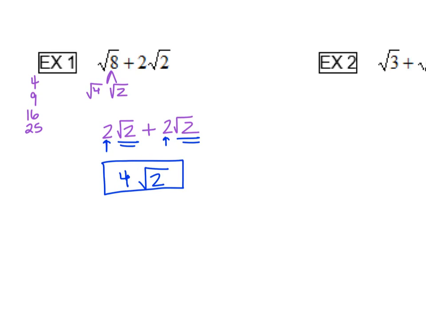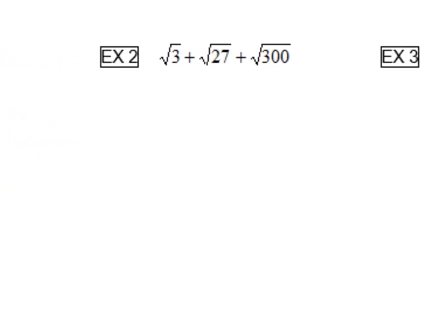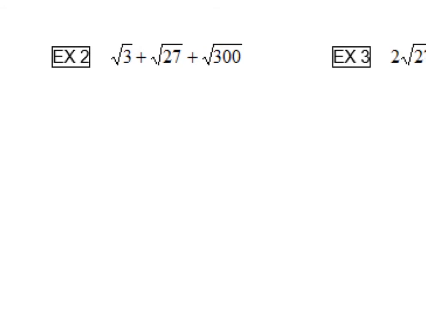So these problems aren't that bad. You just might have to reduce some radicals before you combine like terms. All right, example 2, bunch of square roots again. I can see that none of them are the same, so let's get them all into simplest form.